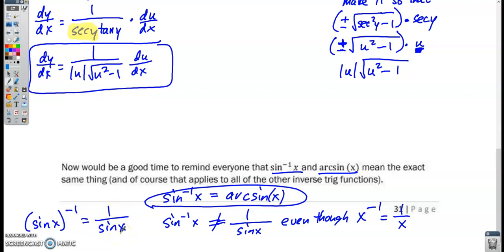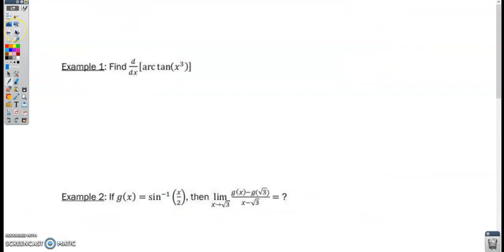Although we never see that, because what is 1 over sine of x? Well, it's cosecant. Instead of writing this, we'll just write cosecant of x. Okay? So, anyway, sidetracked. All right, example 1.